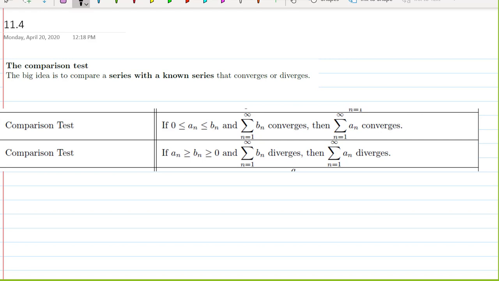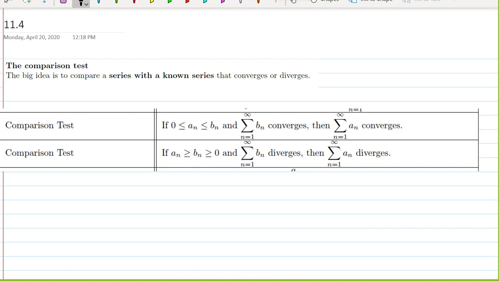So if we look at the general term of our sequence, the first thing we'll notice is in both of these tests, all of the terms of the sequence must be positive. So if 0 is less than an, and an is less than bn for all n, and the series of bn converges, then the series of an also converges. Similarly, if an is bigger than or equal to bn, which is bigger than or equal to 0, and we know bn diverges, then an also has to diverge.